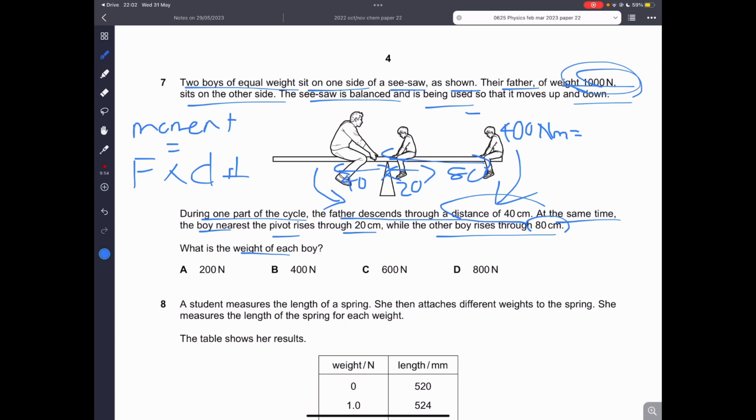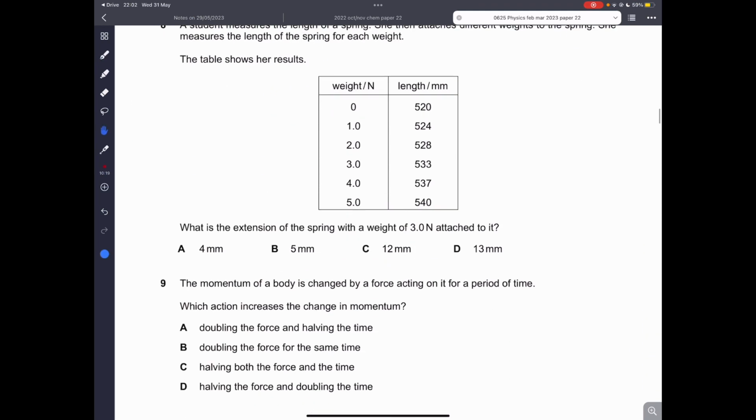And because the boys have equal weight, we can give each of them the letter b to represent their weight. So it's going to be 0.2b plus 0.8b. So those are the 2 boys combined. And so this is going to give us 1b, and it's equal to 400, and therefore b is equal to 400 newtons. And therefore B is the correct answer.